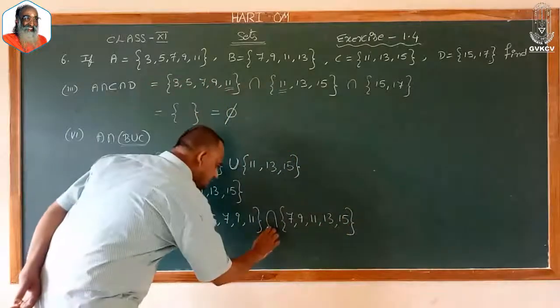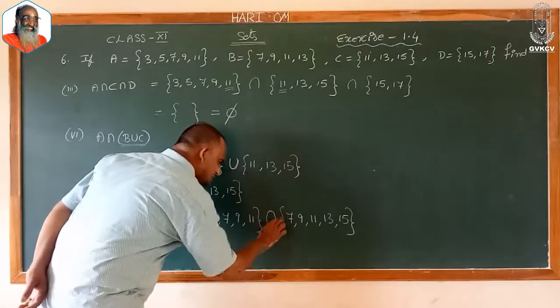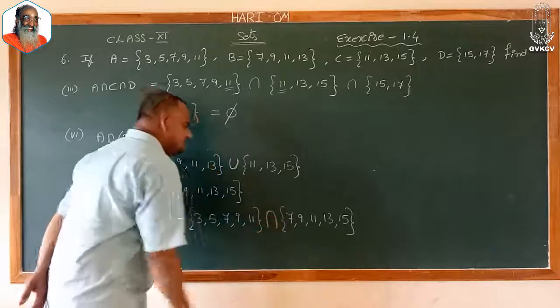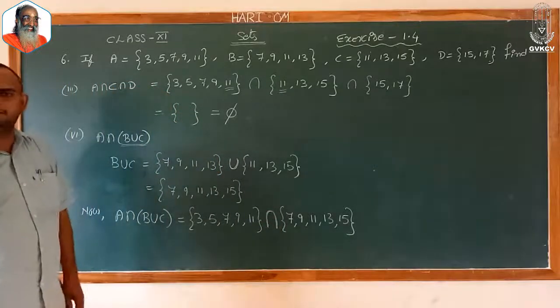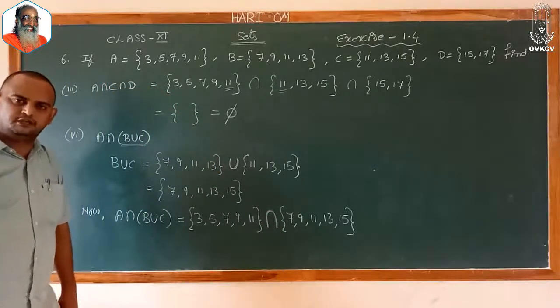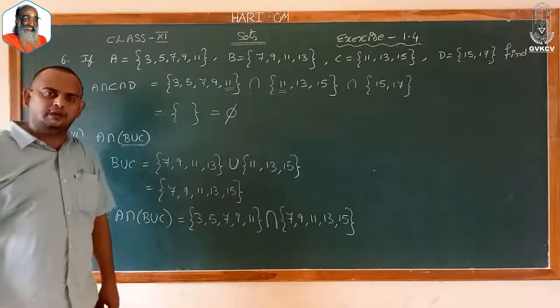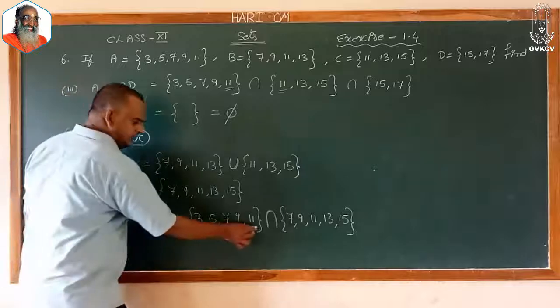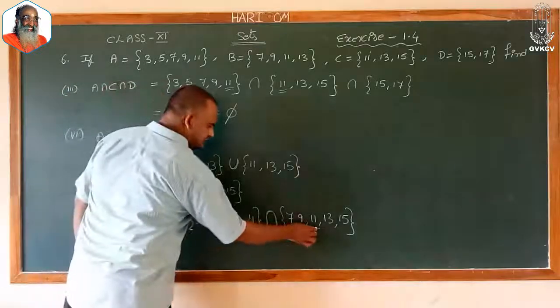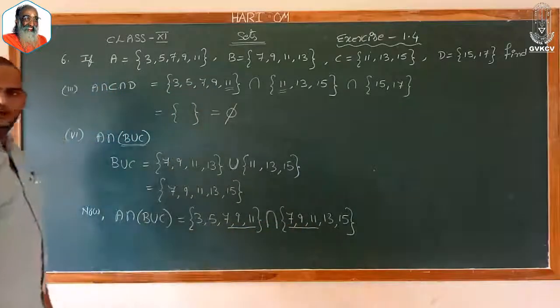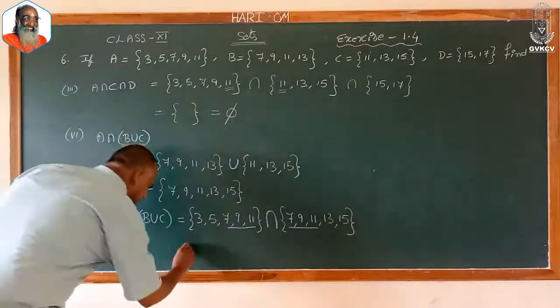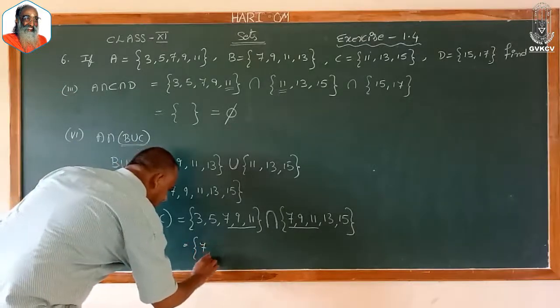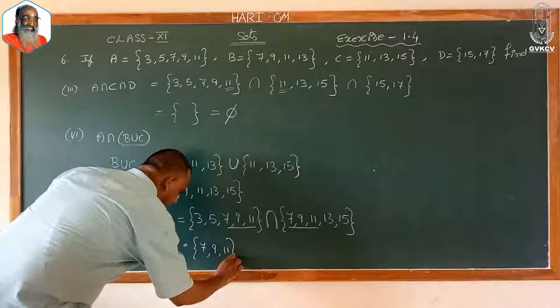Now what is the operation here? Intersection. What is the meaning of intersection? Collecting the common elements. What are the common elements we have? Here I have 7, 9, 11 and here also I have 7, 9, 11. These are the three common elements. So our answer is 7, 9, 11.